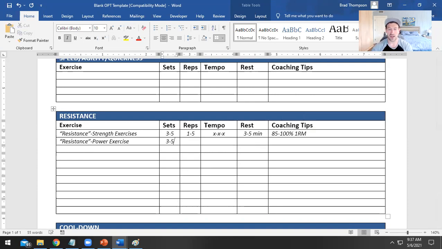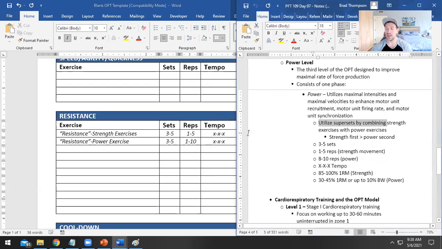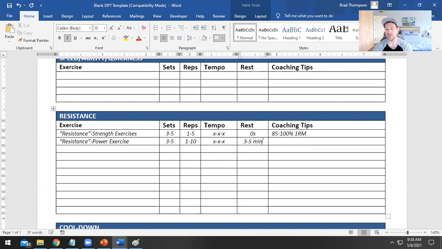So 3 to 5. Our reps are going to be 1 to 5 reps for our max strength movement, and they're going to be 1 to 10 reps for our power movement. Both are going to be explosive. Both are going to be XXX tempo. And because we are doing that superset technique, it's going to be 0 seconds of rest after your strength movement, and then 3 to 5 minutes of rest after your power movement. Sometimes. I'll explain in just a second.